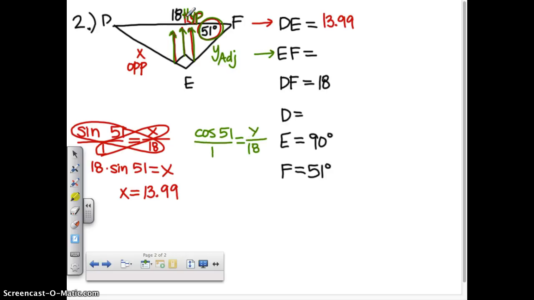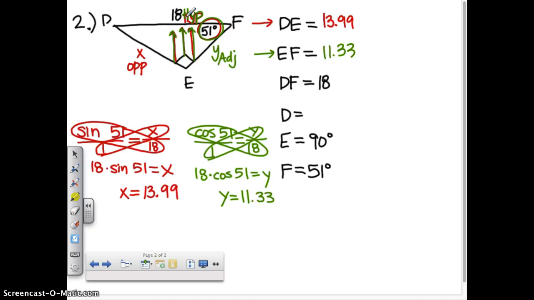Put it over 1, make a cool little proportion. Do the cross product, 18 times the cosine of 51 equals y. And then go to your calculator. 18 times cosine 51. Y equals, to 2 decimal places, 11.33. I can guarantee you that if you do the Pythagorean theorem perfectly, you will get that answer. So if you're a Pythagorean theorem person, that's awesome. That's another great way to do it.